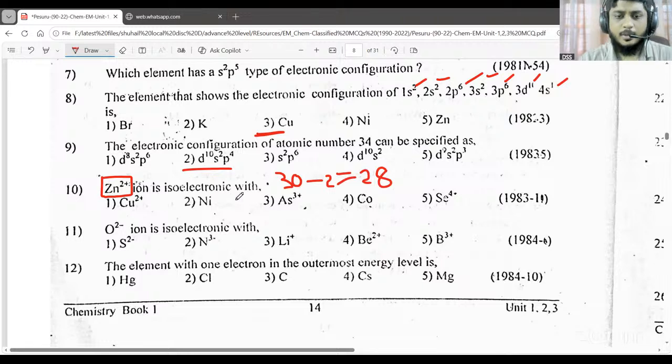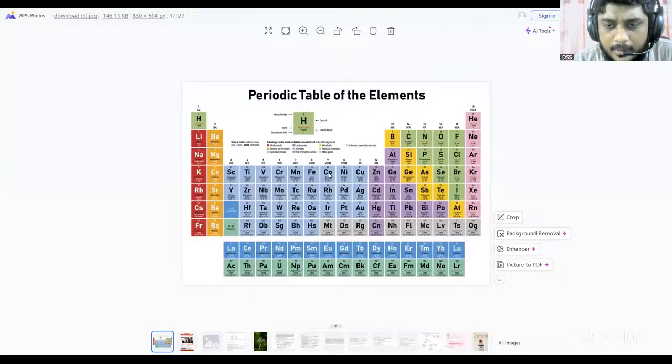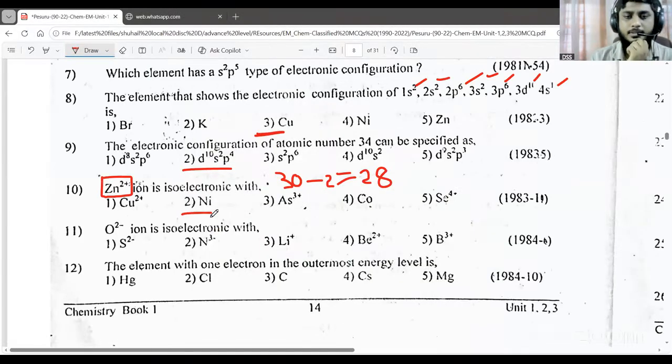Now you have to see which of these have 28 electrons. You have nickel, arsenic, cobalt, selenium. Cobalt is 27, so it won't match here. Nickel is the 28th element, so it has 28 electrons. Therefore, nickel is a good match for this. I saw nickel was there in the answers, so nickel should be the correct match. Easy, right? Next one.